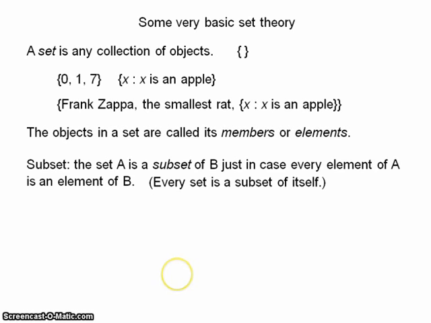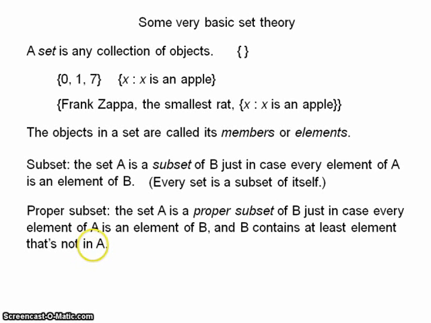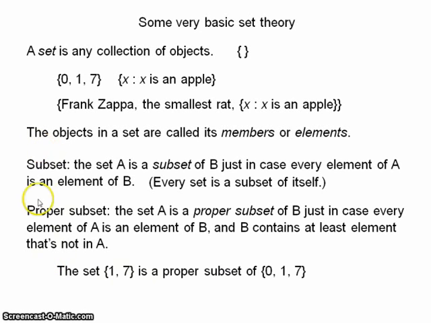And a proper subset, well, the set A is a proper subset of set B just in case every element of A is an element of B, and B contains at least one element that's not in A. For example, the set containing 1 and 7 is a proper subset of {0, 1, 7}, because the latter contains all the elements that the former does, plus something else, namely 0. The set of all green apples is a proper subset of the set of all apples. I think that's fairly simple.